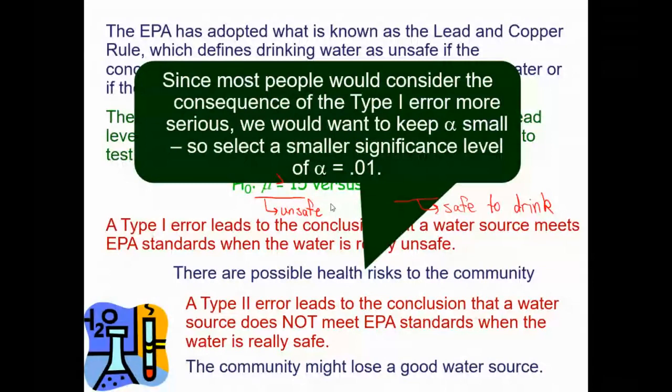So since most people will consider type 1 error more serious, we want to keep alpha small. So we need to select a smaller significance level of alpha being 0.01. Remember, we can still make a type 2 error, but I think I'd rather them change water sources than have a bunch of people die. Blood poisoning.